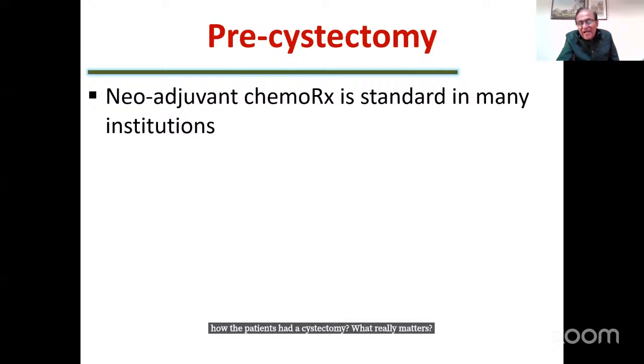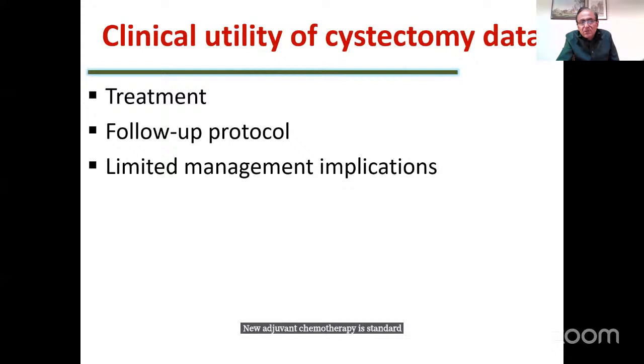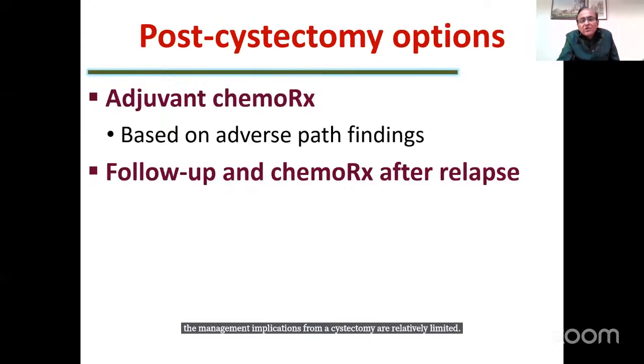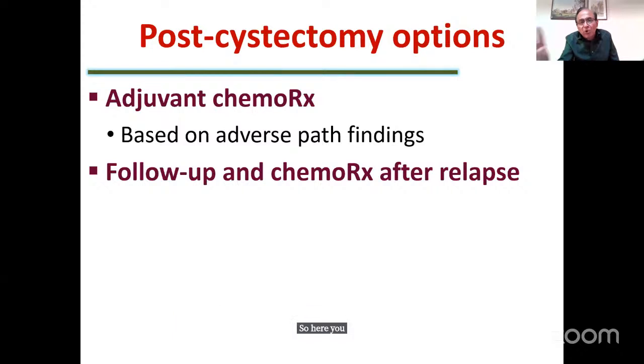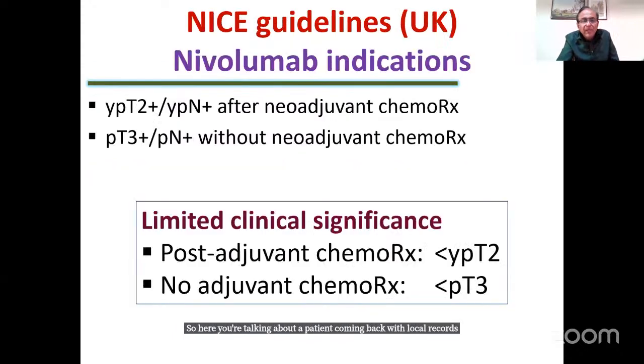Neoadjuvant chemotherapy is standard now in many institutions. So what are they going to do with the cystectomy path data? It's for treatment and for the follow-up protocol, and the management implications are limited. So today, the management implications from a cystectomy are relatively limited. The two options they have are adjuvant chemotherapy based on adverse path findings, or to follow up and treat the patients only. Here, they don't have PSA. So here you're talking about a patient coming back with local recurrence or with metastasis.